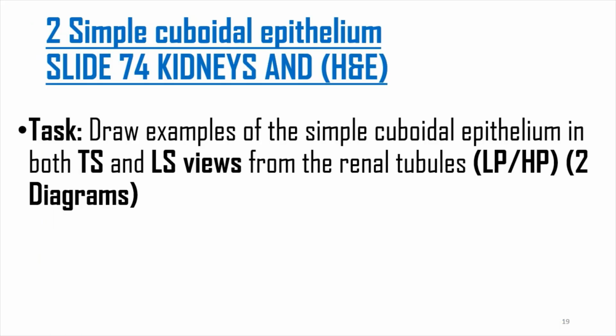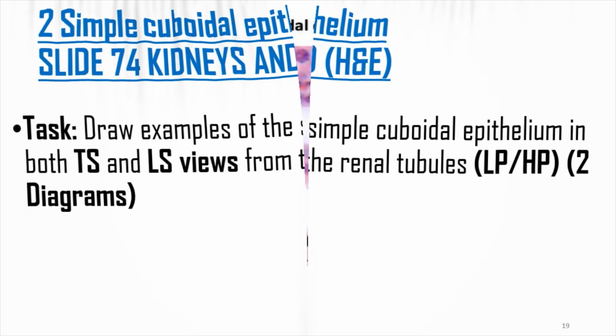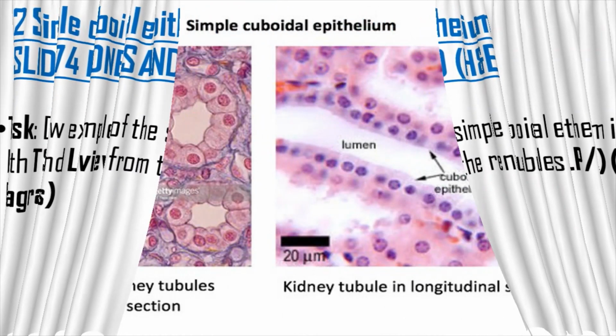Okay. Now let's look at the simple cuboidal epithelium that is found in the kidneys. The task here is to draw examples of the simple cuboidal epithelium in both the transverse section and the longitudinal section views from the renal tubules. You should draw two diagrams at high power only. So this is what we are drawing.